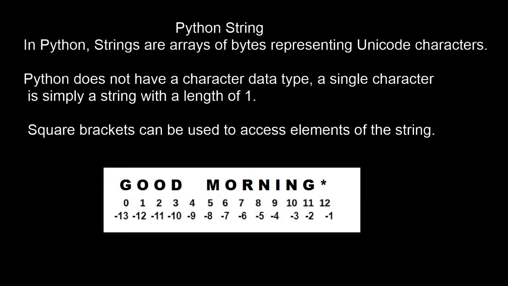So any character or group of characters can be accessed very easily in Python. In this example, you can see G is the first character, at position 0, then O, first index, up to index 12, so total 13 characters. The last one is star.